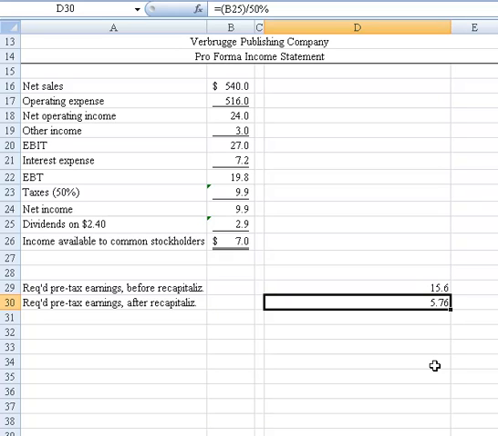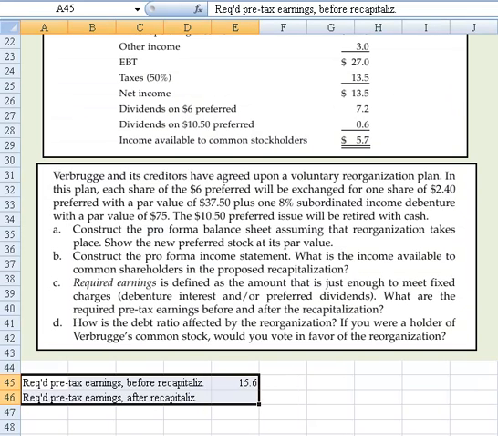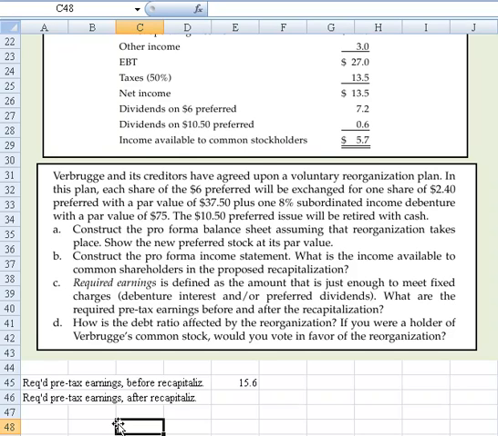And so what we see is in the second case, the required pre-tax earnings after recapitalization rounds to 5.8. Let me make that round. So we drop from 15.6 to 5.8. And that would be the required earnings. And so we have a pretty substantial decrease as a result of the reorganization, which, in theory, would leave the company in much better shape. All right, let's jump back and take a look at D, because we've now answered C.